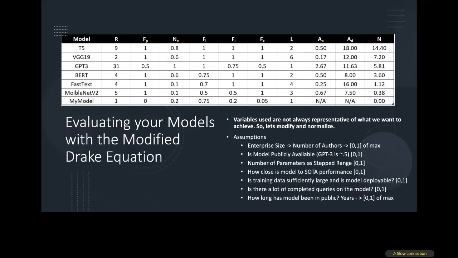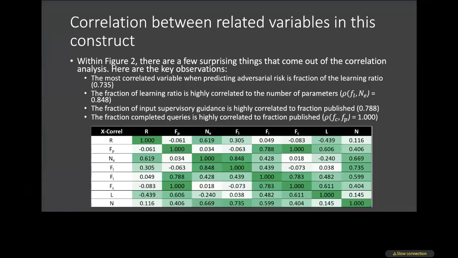So, just walking through the last few slides here, the correlation between related variables in this construct. Within figure 2, I learned how they correlate to adversarial risk. The most correlated variable in predicting adversarial risk is the learning ratio. So how aggressive are you in learning information in your particular model? The fraction of learning ratio is highly correlated to the number of parameters. Totally makes sense, because the number of parameters learned is going to be based on how aggressive the learning ratio is. So you're going to have a high correlation there.